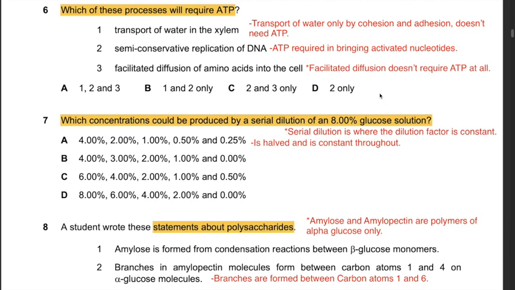Let's look at process 2. Semi-conservative replication. Yes, it does require ATP because ATP is required in bringing the activated nucleotides, if you recall the process of DNA replication. And 1. Transport of water in the xylem. Well, transport of water is mainly concerned with cohesion and adhesion forces. It doesn't need ATP. Therefore, the best possible answer is 2 only, that is D.